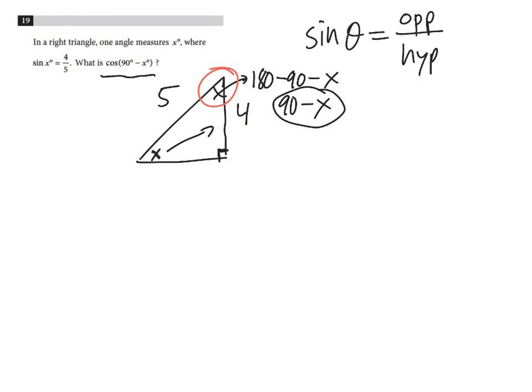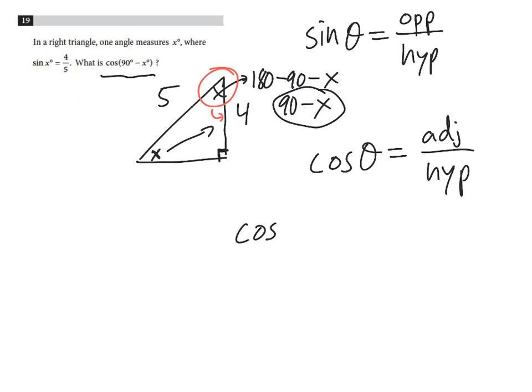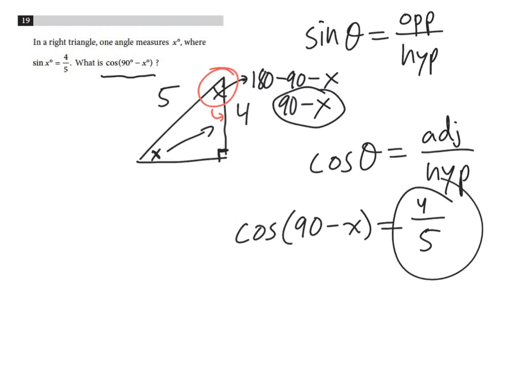Alright, well, cosine of an angle equals adjacent over hypotenuse. Well, what is the adjacent? The adjacent to this angle is 4. So cosine of 90 minus x is going to be 4 over the hypotenuse, which is 5. So 4/5.